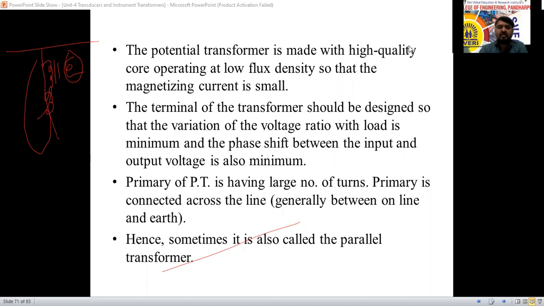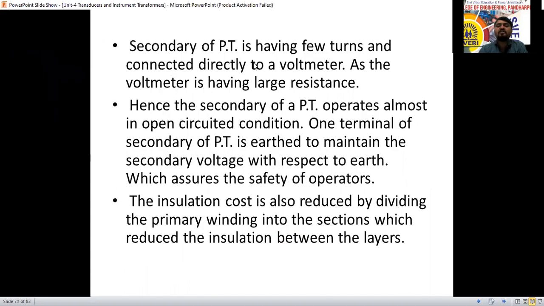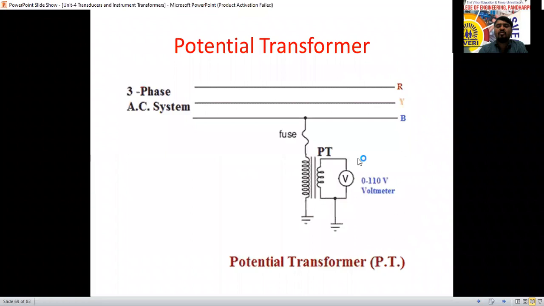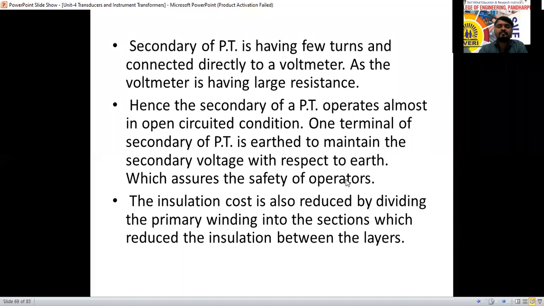The secondary of the potential transformer has very few turns and is connected directly to a voltmeter. Now, what are we going to measure? Potential meter means we are going to measure the voltage we are reducing. For that reason, it has a reduced voltage value. Low voltage we are going to measure here, how much voltage we have reduced.